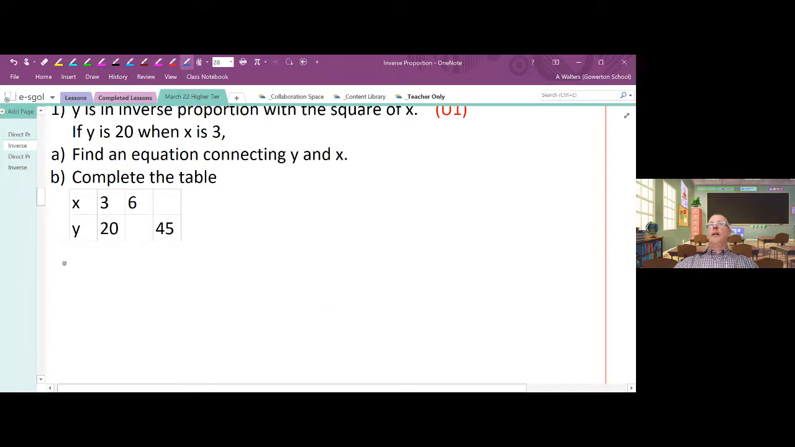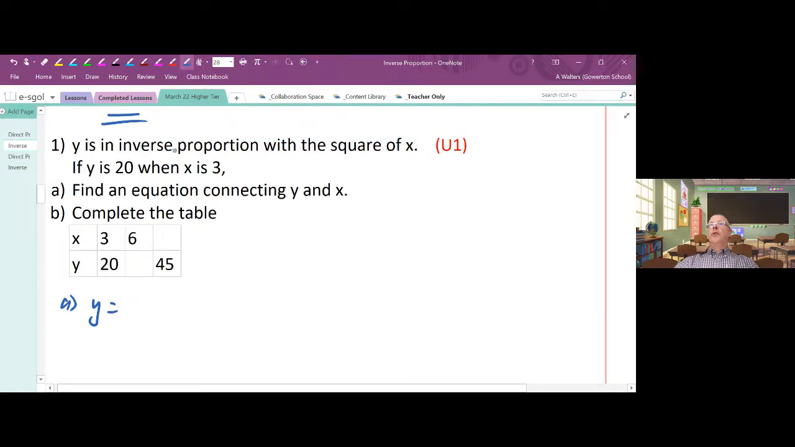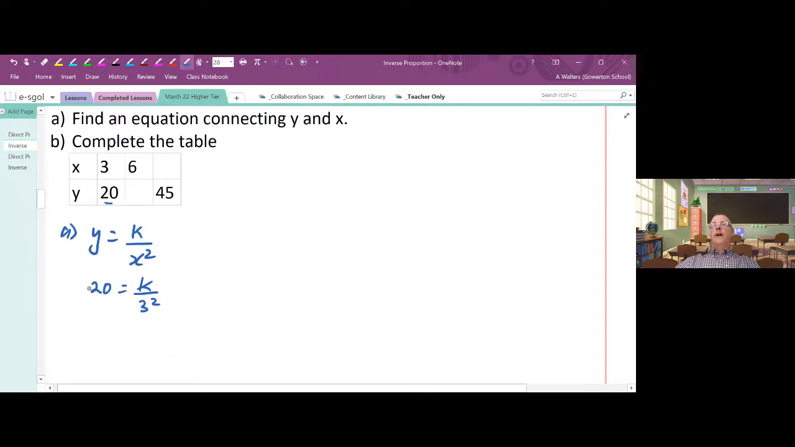Okay, part A, y equals inverse proportion or indirect proportion with a square of x. So what you do is say k over x squared. I'm going to use the values from here, make sure I get the right way around. Y is 20, and x is 3, so 3 squared. So that value is 9, dividing by 9, take it over, times by 9, we end up with k equals 9 times 20 is 180. So you end up with a statement that y equals 180, the value of k, over x squared.